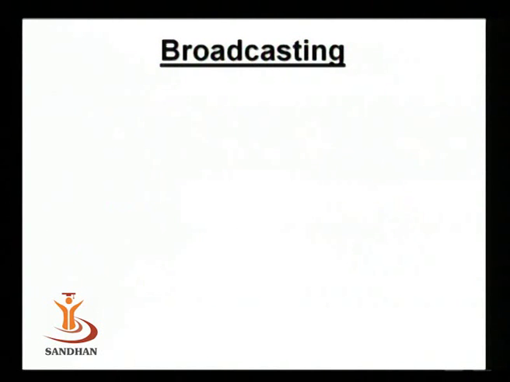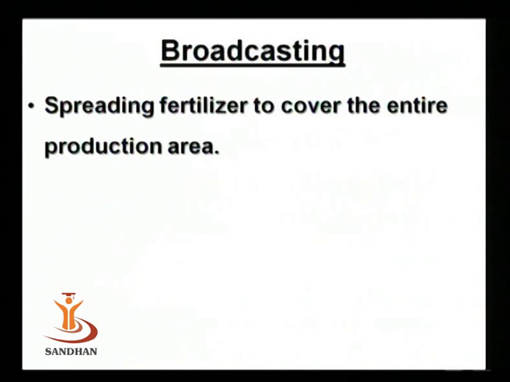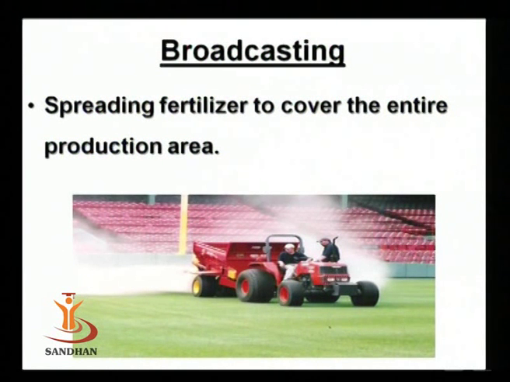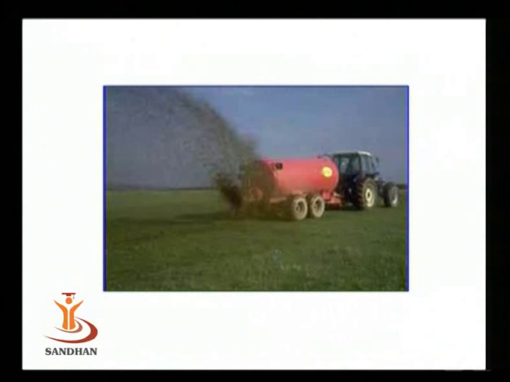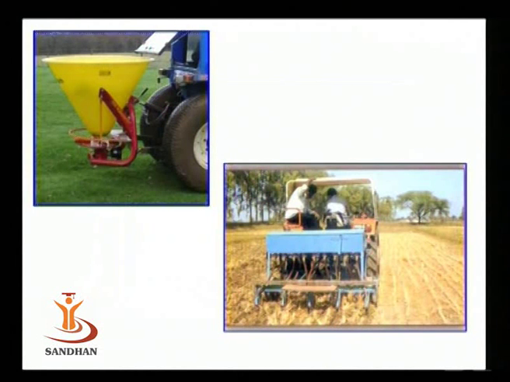Okay, so now whenever we see broadcasting, it is just spreading, and here a figure is already given which will show you that by that we are able to cover the entire production area. Now the next one is also a figure by which we can cover the entire area, and by that we can improve the production capacity of the plant. Here also some figures are there by which we can apply biofertilizer by different methods.